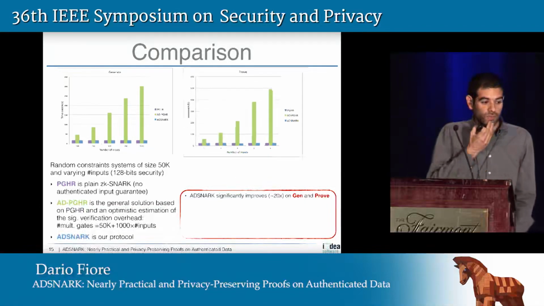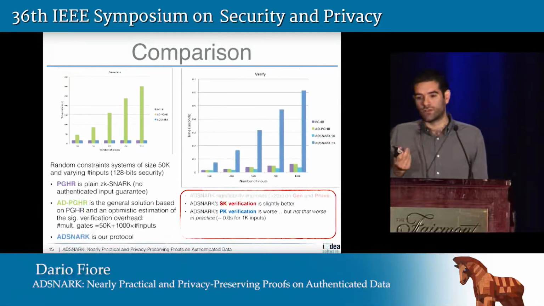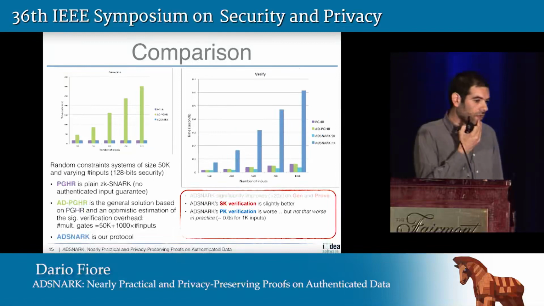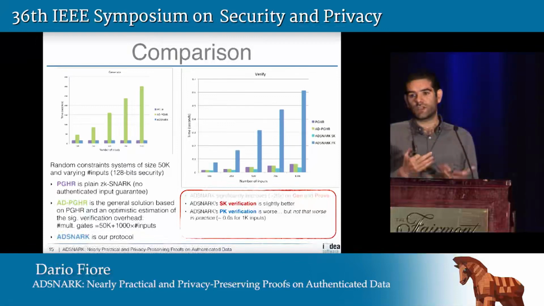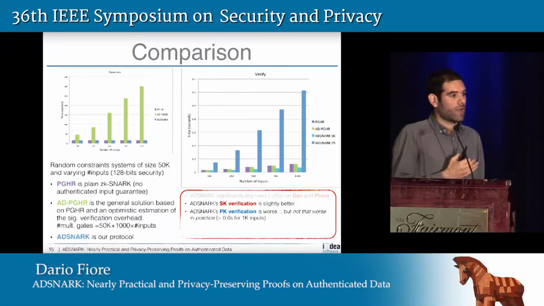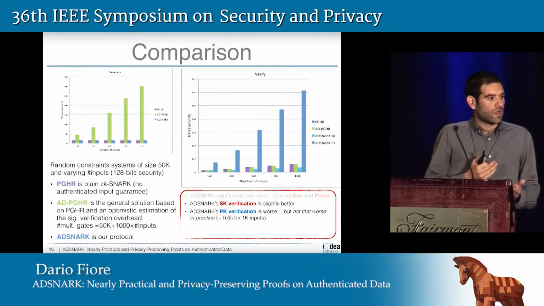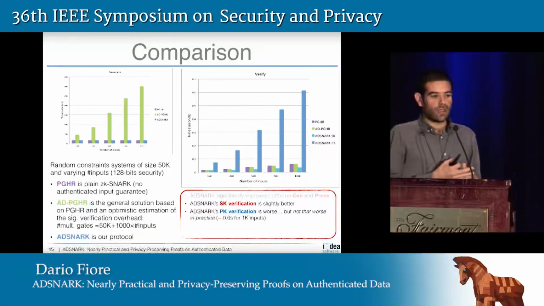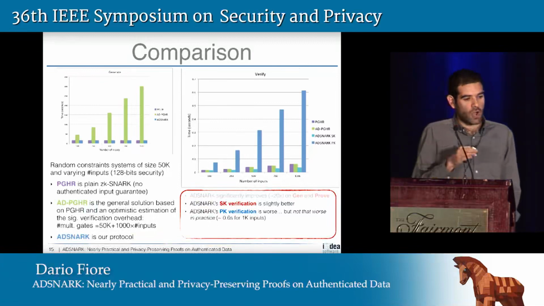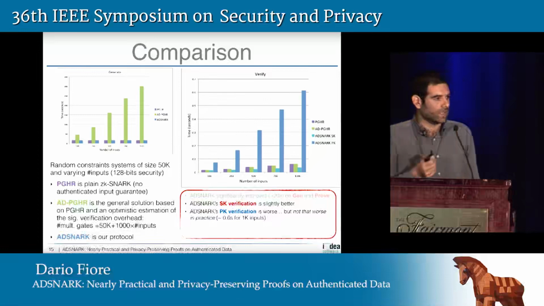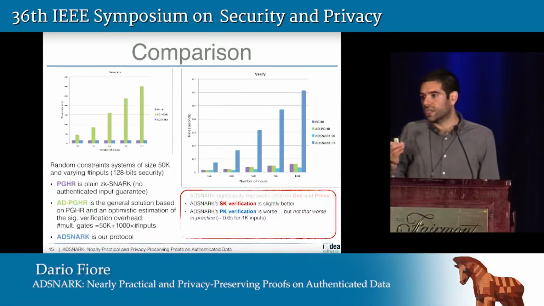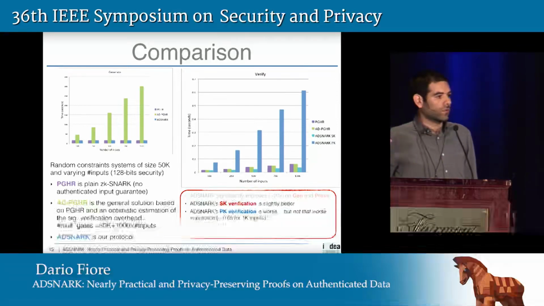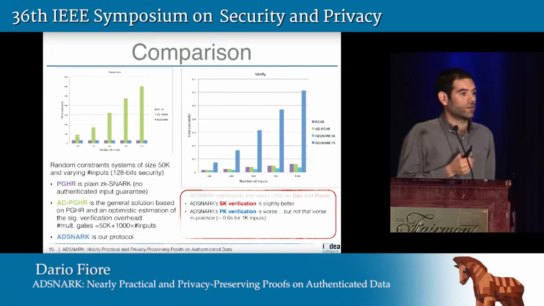Finally, what I want to show is the performance of the verification algorithm. Here we have something more interesting. In ADSNARK, we have two modes of verification: a secret key mode that works like verifying a MAC, and a public key mode. When you use secret key verification, we can perform almost the same as the other schemes. When we switch to public key verification, the running time of our verification algorithm grows with the number of inputs.